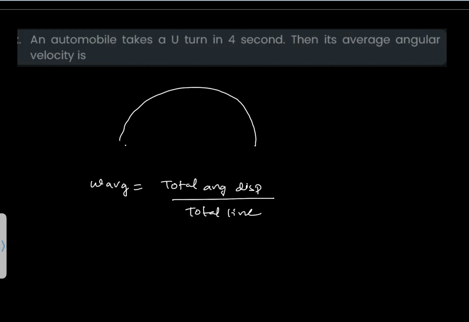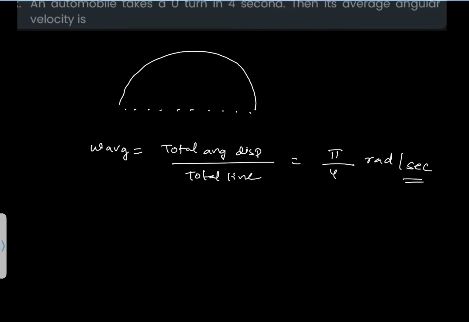So if I talk about the total angular displacement, you can clearly see it is nothing but pi. And the total time is given as 4. Very simple question. Pi by 4 radians per second. That's it. Let me move forward.